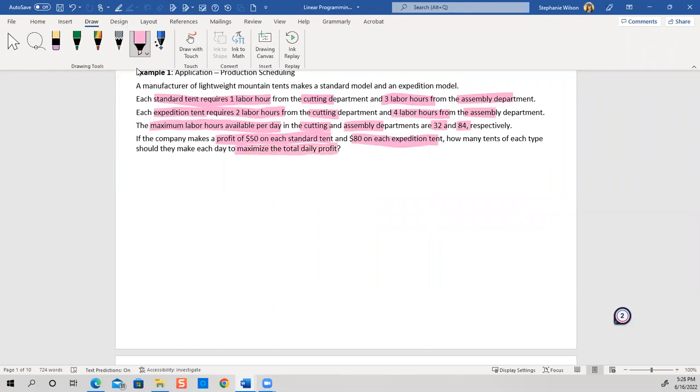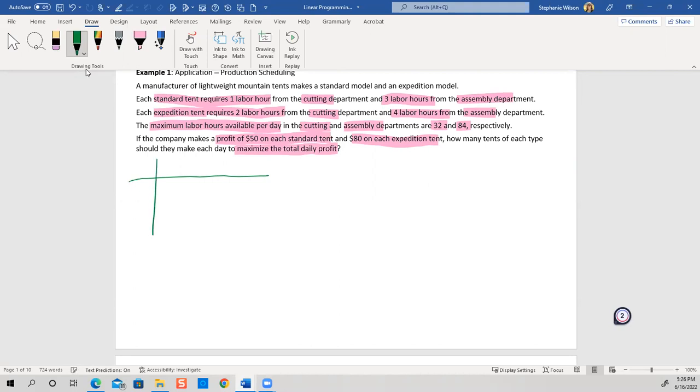So application problems can be overwhelming sometimes because you've got all this information going on and you may not need it all. So after you read through it once, you want to go to the underlying question. What is it asking for? It is asking for the maximized total daily profit. Now we're going to go back and pull out the parts that we need. And you sometimes can draw pictures or graphs. I'm going to draw a chart, a table.